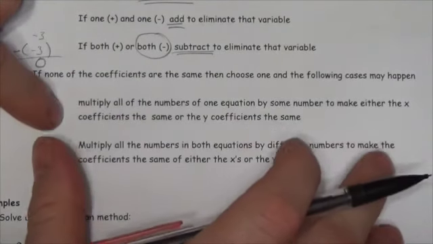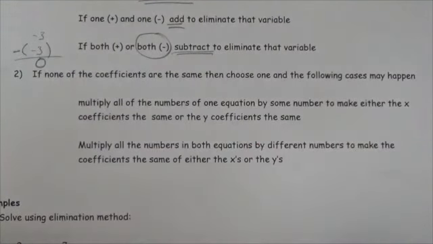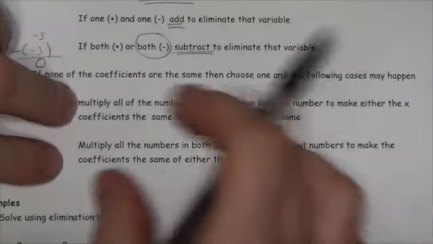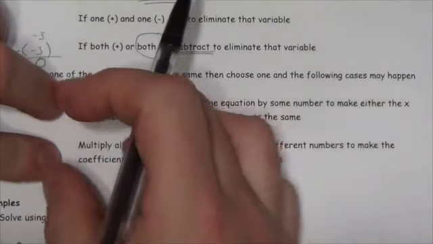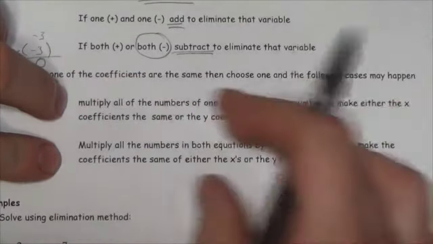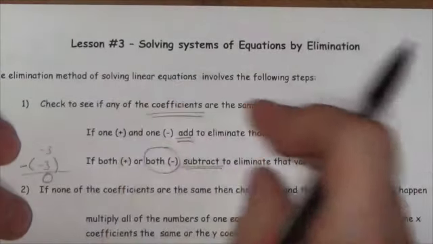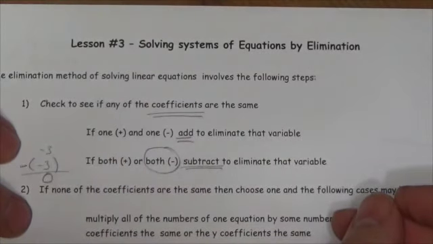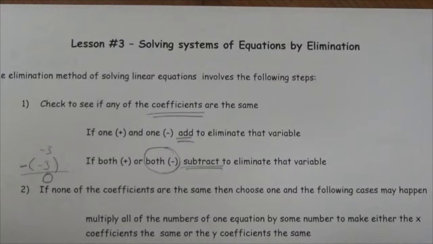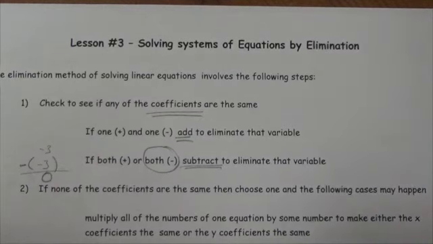Now, this might be a little bit confusing until we take a look at some examples. But the goal is to take a system where the coefficients of a variable are different and make them into a system where the coefficients are the same, so that you can then make it into a single equation with a single variable that you can then solve. It's a little bit of a path that you've got to follow, but it'll make a lot more sense after a couple of examples.